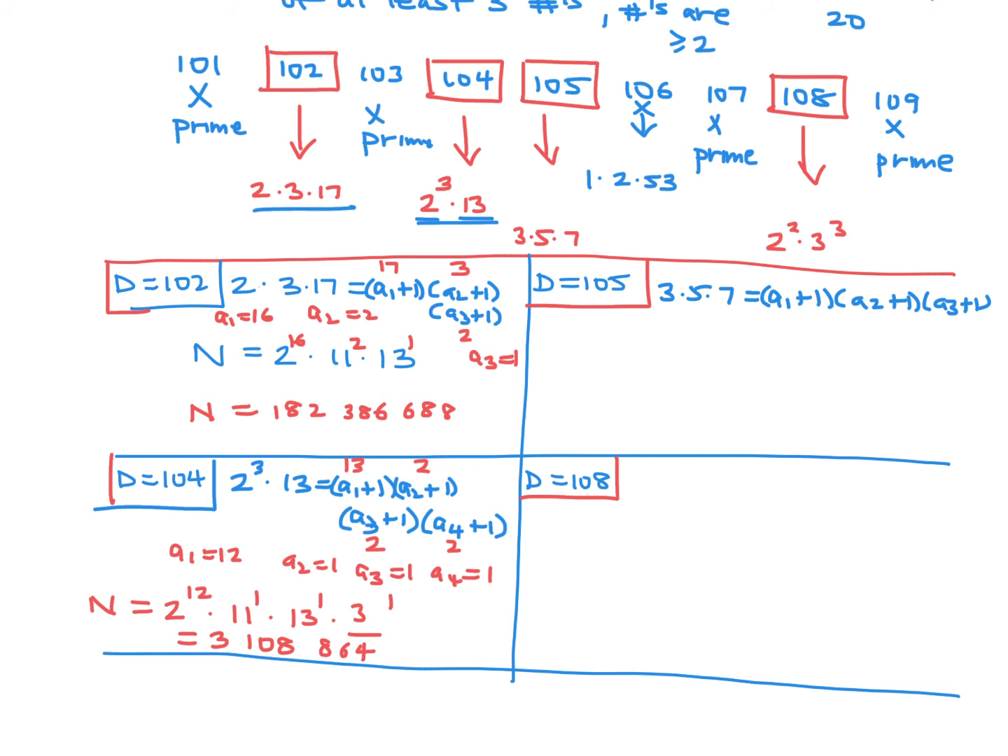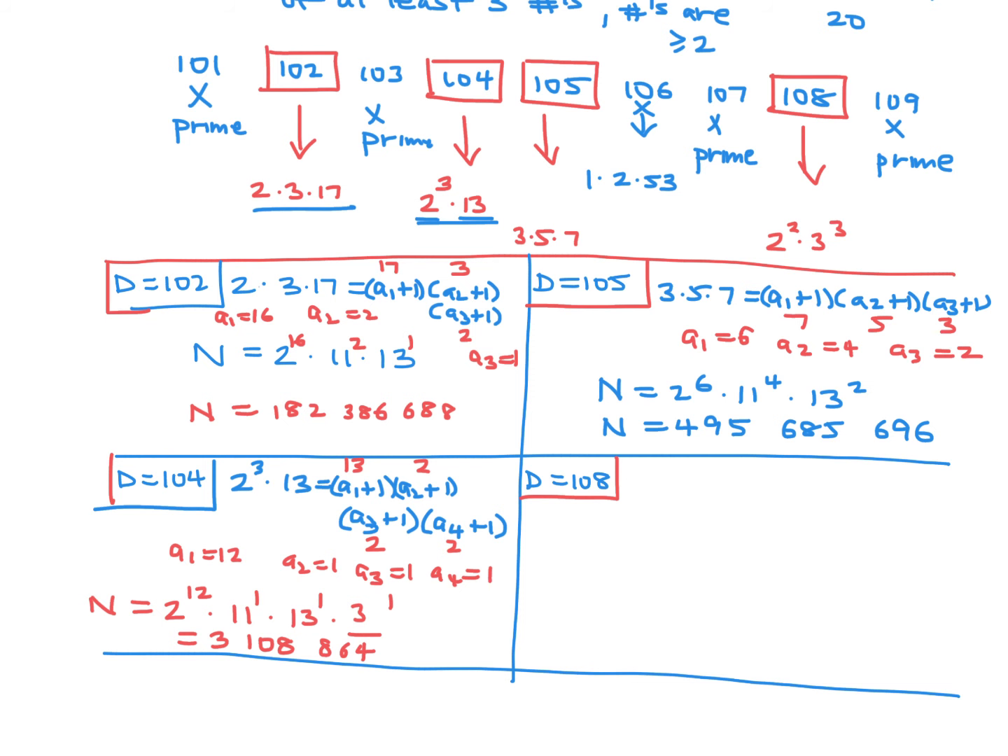So I will do the distribution as follows. I will let this equal 7, that equal 5, and that equal 3. Therefore, my A1 is 6, my A2 is 4, and my A3 is 2. So therefore, the n is going to be 2 to the power of 6, 11 to the power of 4, and 13 to the power of 2. And that n is 495,685,696.